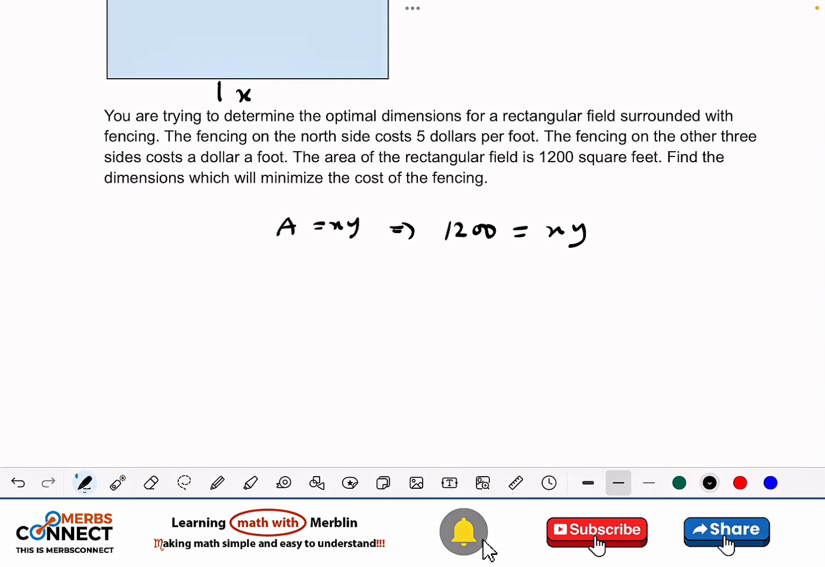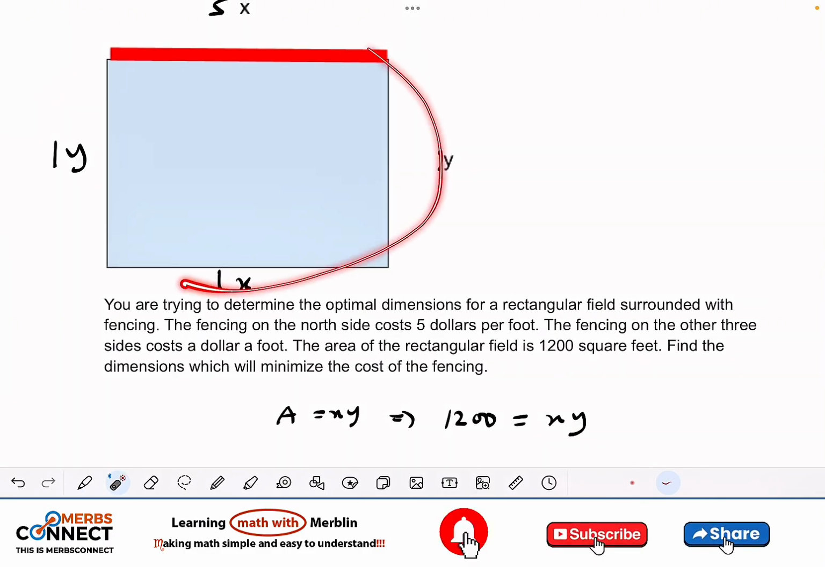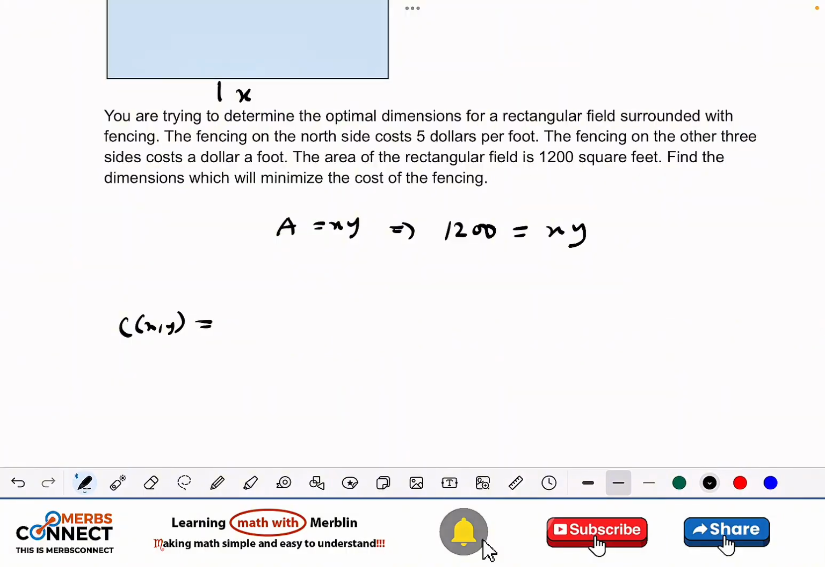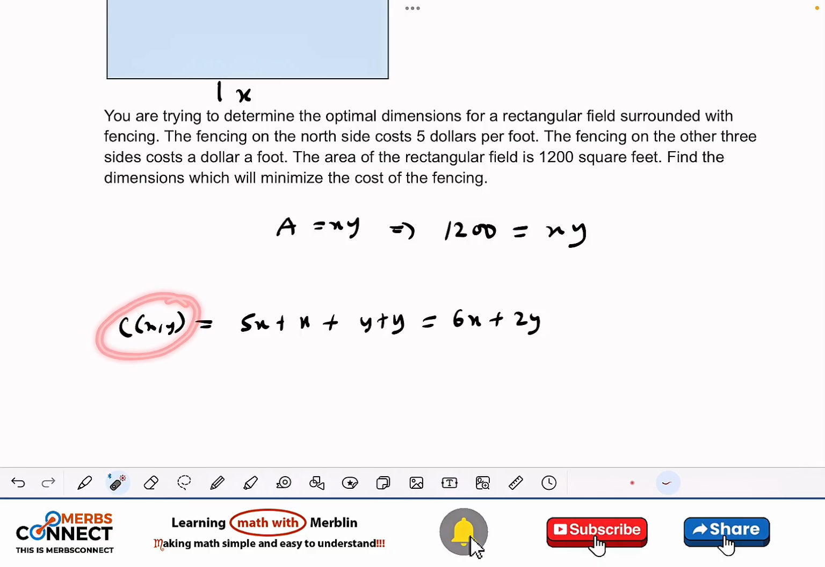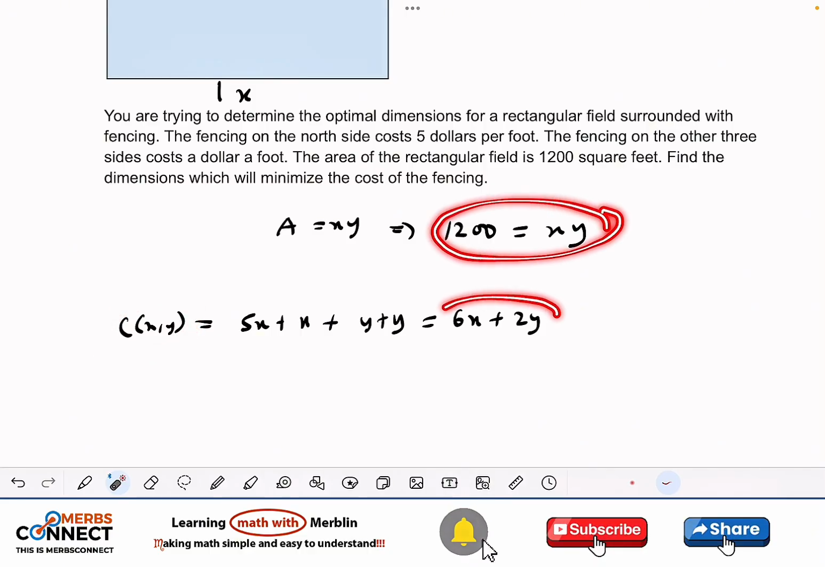So the cost function is going to be adding everything here. That is the perimeter, right? So you are going to have 5x plus x plus y plus y, and this is going to give us 6x plus 2y. So that will be the cost function. Now what can we do? Here we want to make sure that our cost function is in terms of only one variable. So we can make y the subject here and plug it in here.